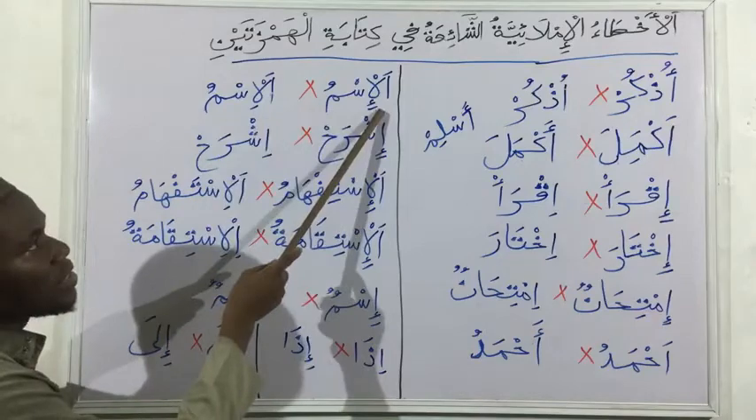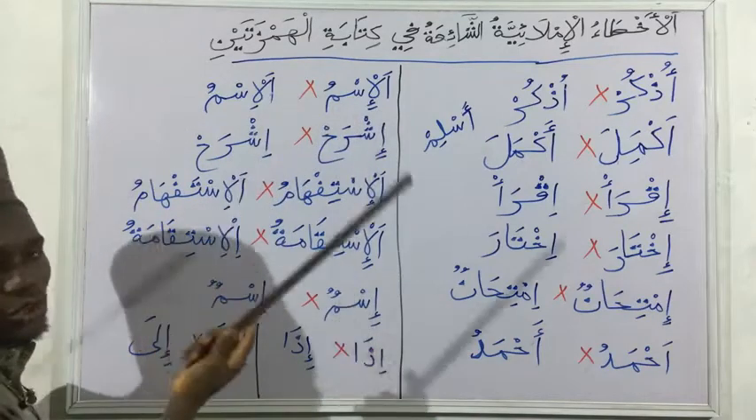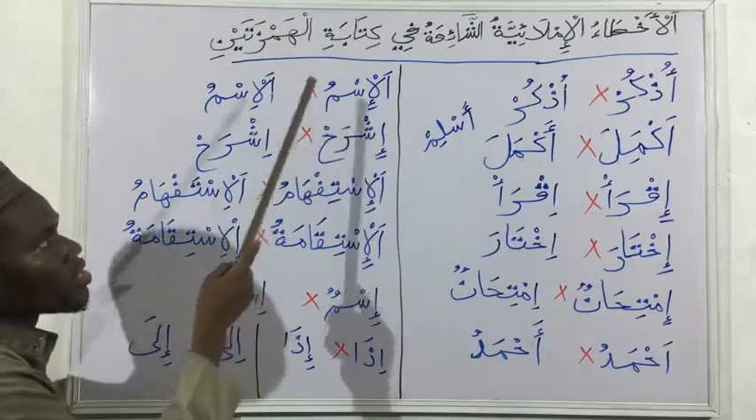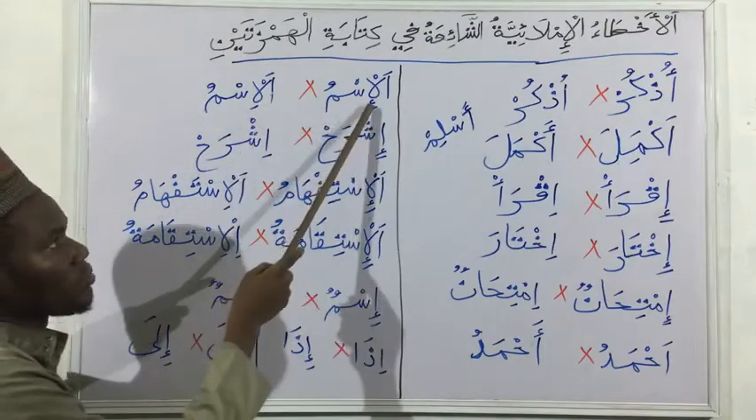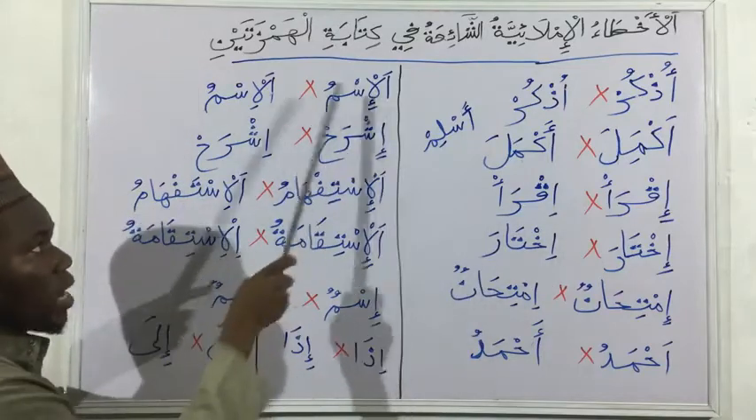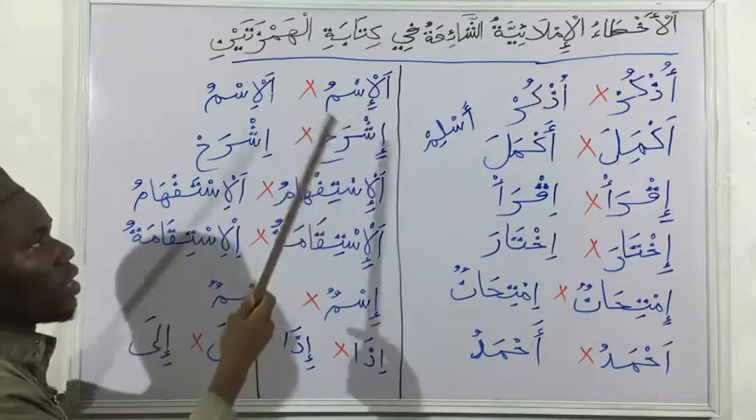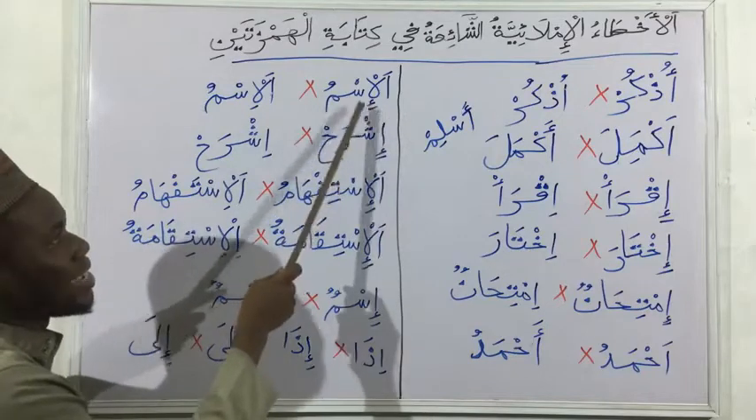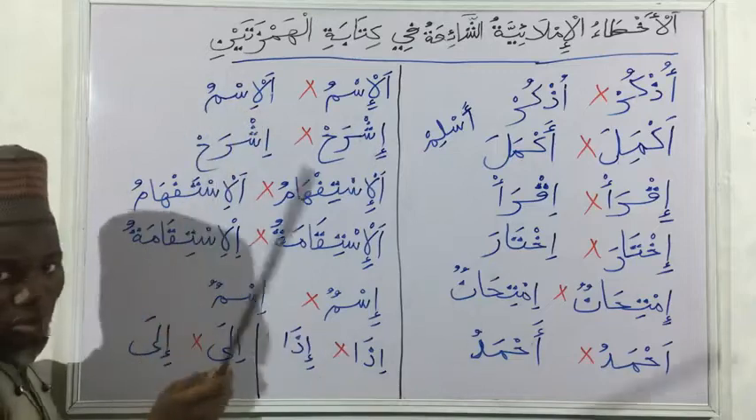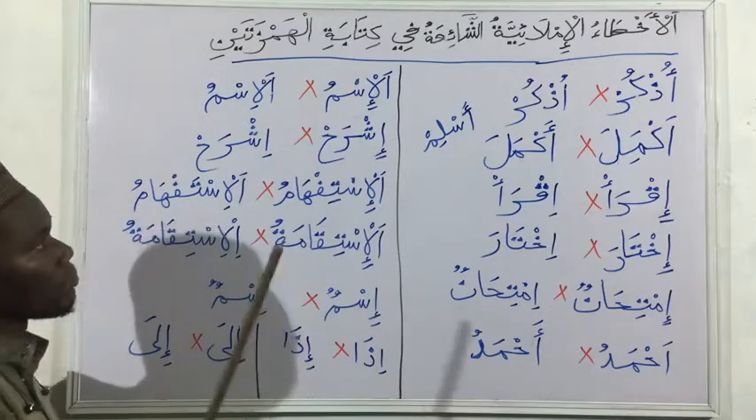So writing this as al-ismu is wrong. Why? Because this word is ismu, yani, with hamzatul wasl, not hamzatul qat'i. Again, people do make this mistake while writing hamzatul alif and lam with this thing. It's meant to be al-ismu with hamzatul wasl, not with hamzatul qat'i. Again, please note that people do make that mistake.